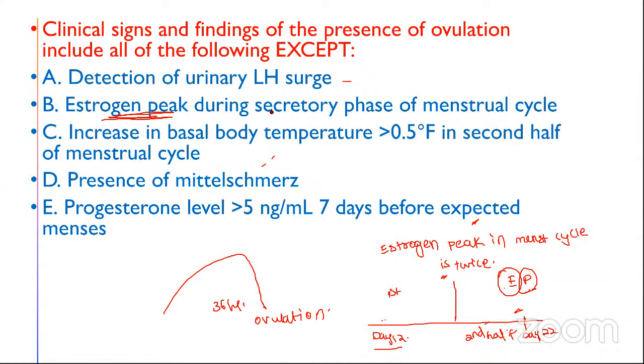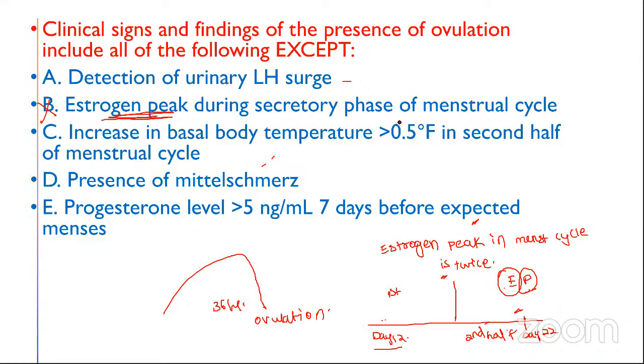But estrogen peak during secretory phase is of no significance for us to tell that she's ovulating. Estrogen peak in secretory phase can be there for conditions like PCOS and all. So it is not telling me that the patient is ovulating. So it's not an indicator of ovulation. Estrogen peak in the second half is not an indication of ovulation.